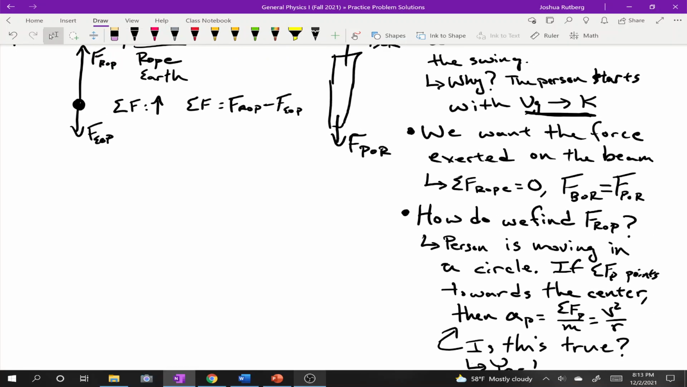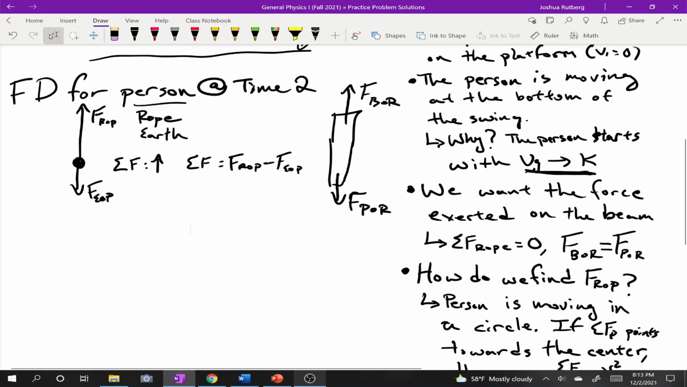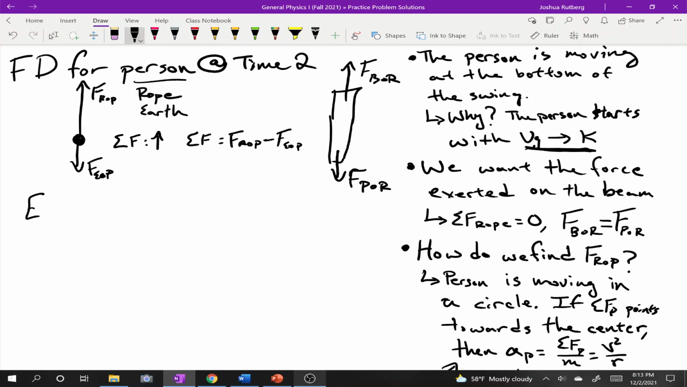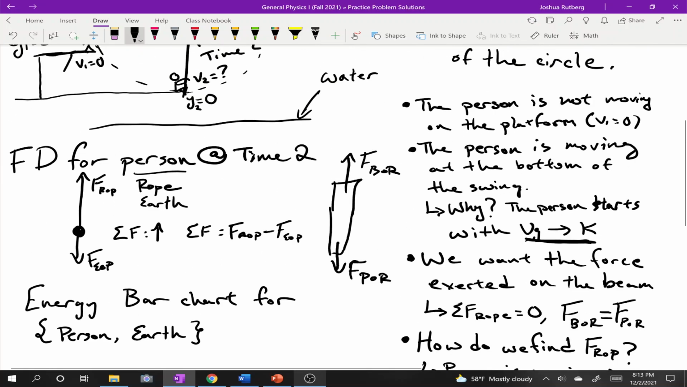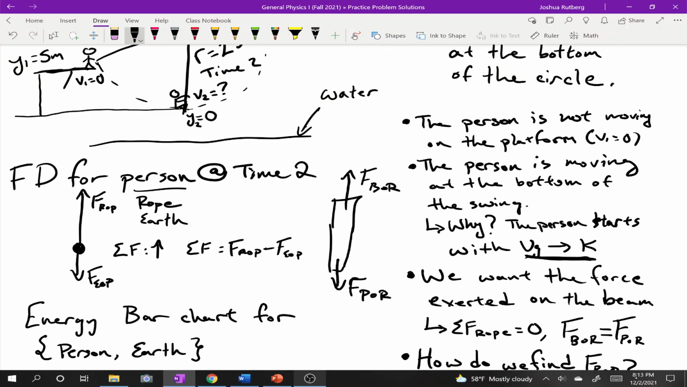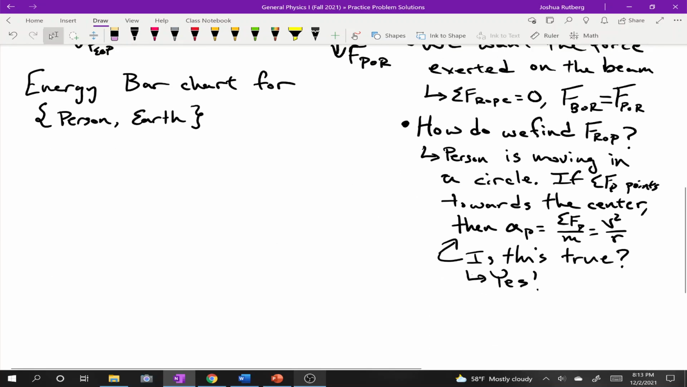So I said that this is a conversion from gravitational to kinetic energy. So let me draw an energy bar chart for, and my system is going to be the person and the earth. Whether I include the rope or not doesn't matter. The rope always exerts a force perpendicular to the path the person is moving along. Therefore, the work done by the rope is 0. So it doesn't matter if I include it or not. It has no mass, so it doesn't contribute any kinetic energy. So I'll just leave it out. But if I included it, nothing would be different.